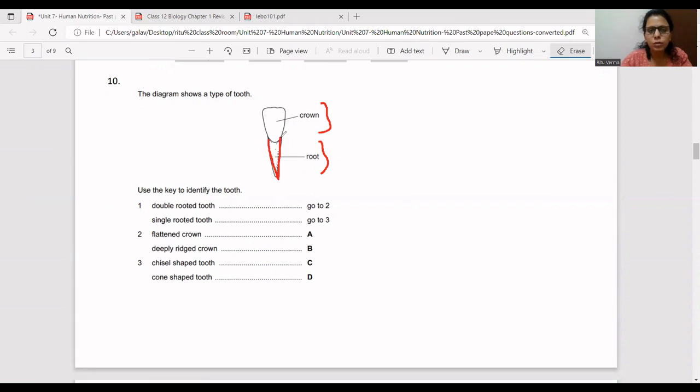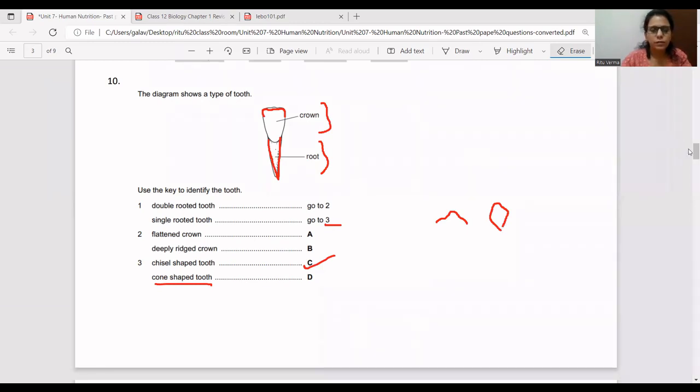Double rooted teeth are actually present in molars and premolars. Now for a single rooted tooth we have to go on to 3. Flattened: chisel shaped tooth, and cone shaped tooth. So this is actually chisel shaped. This type of shape is known as a chisel shaped tooth. Hence it is actually incisors. So option C is the correct answer. Cone shaped tooth means the tooth which has a sharp edge like this, cone shaped. It's sharp like this. So cone shaped teeth are actually canines. So for question number 10, the correct option is C.